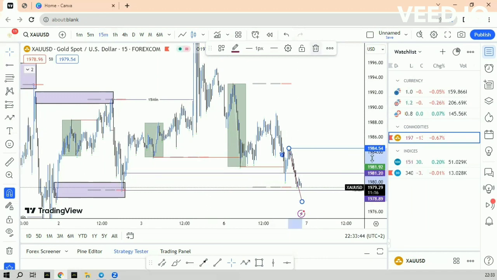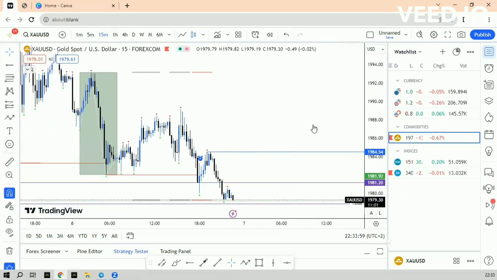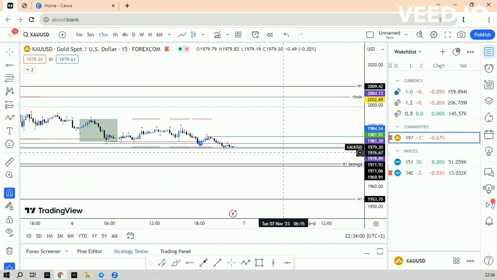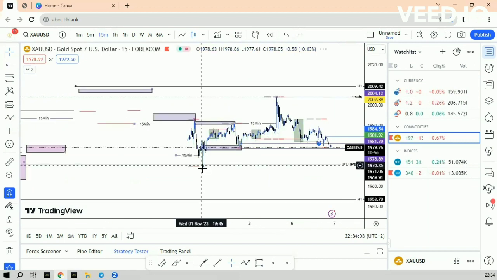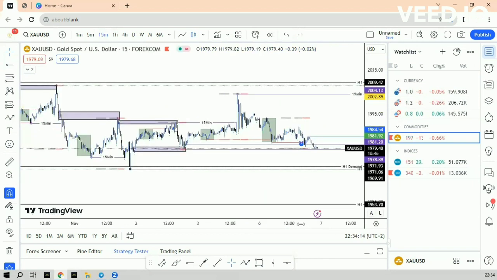However, on H1, it failed to take out that H1 high. This is going to be interesting. I know that if it fails to take that high, this low right here is a weak low. So we'll see what's going to happen. We'll just react when it happens.